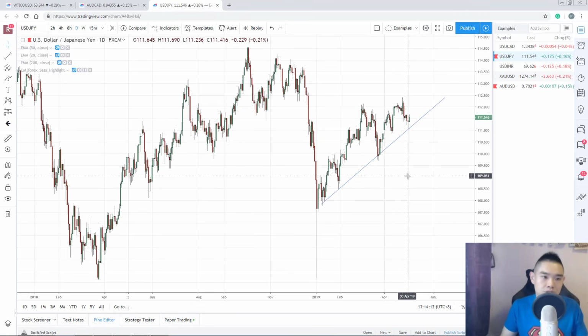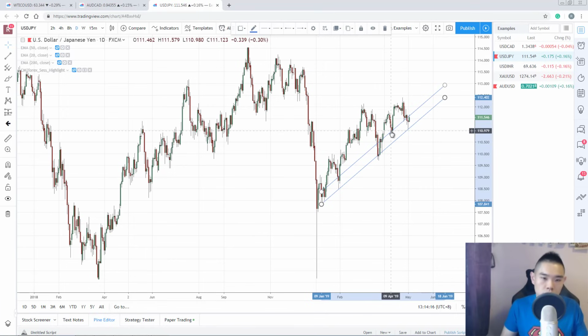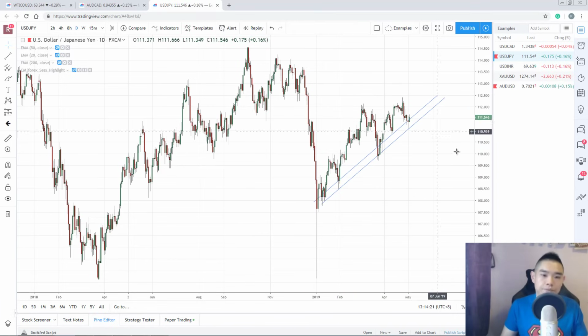I got 4 touches over here. And once again, a tip for you guys to treat this as a zone, you can just Control-C, Control-V, and this over here will be your trend line area on your charts. Okay, so this is for dollar yen.